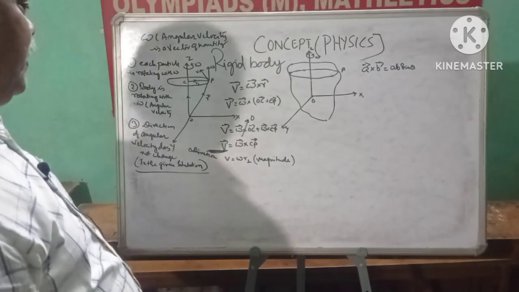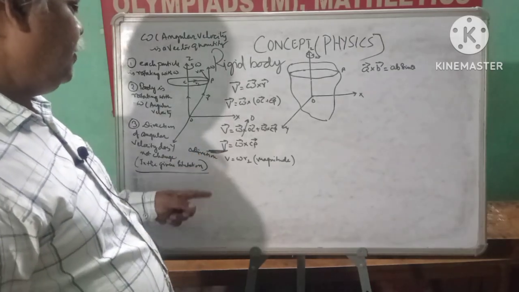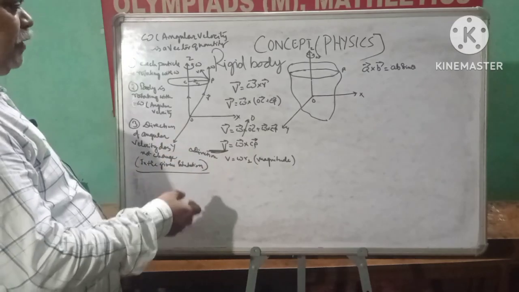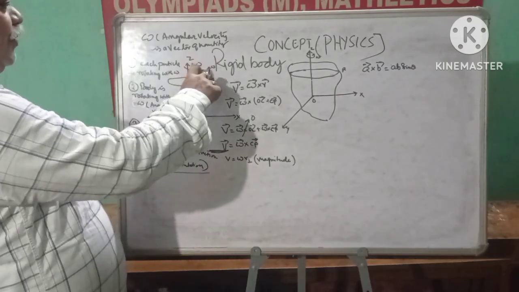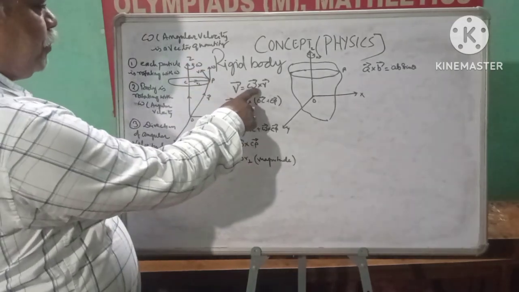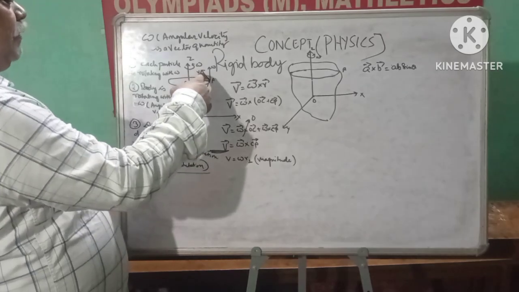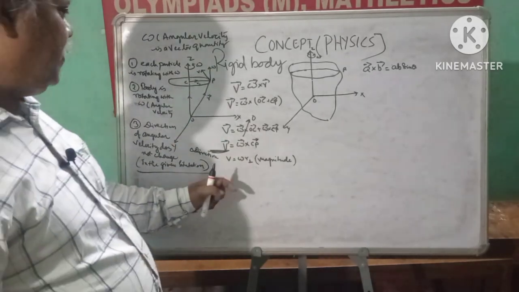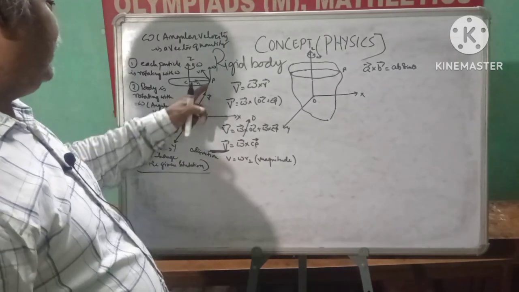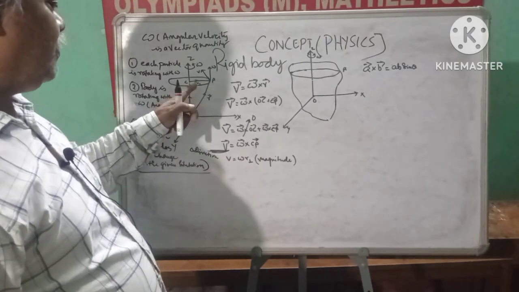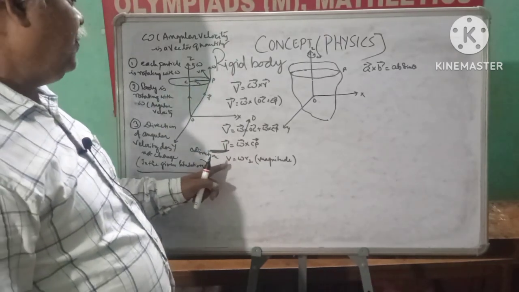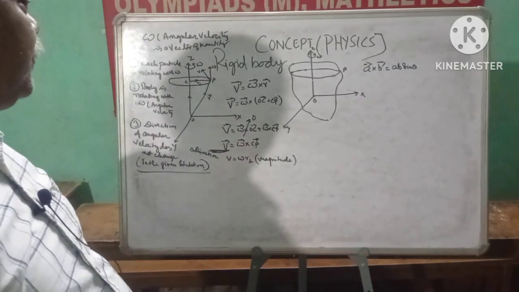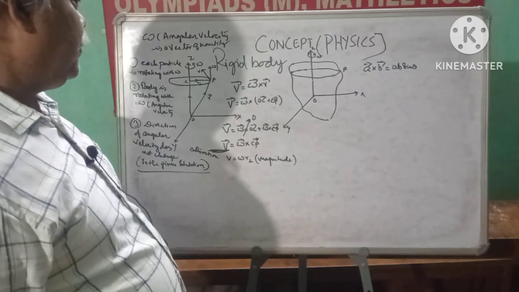The direction of V is nothing but the screw rule, omega cross r. Because it is a cross product, it will be perpendicular to the plane containing omega and r. And what is the important thing? Omega and r are perpendicular, so omega into r is the magnitude of V. So this is all about your rigid body.